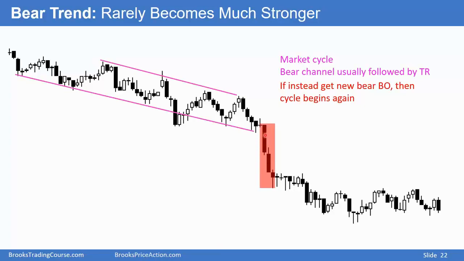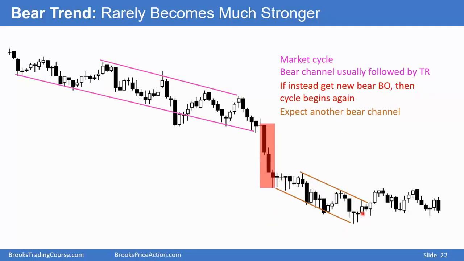I like to see consecutive big bear bars. Big bear bar, follow through big bear bar. When I see that, I think of it as the market cycle starting over again, breakout and then pull back by going sideways and then channel down. So instead of a bull breakout into the bear channel, we got a bear breakout below the bear channel, and the market cycle starts over again. Breakout, pull back, and then channel. And then eventually a trading range.